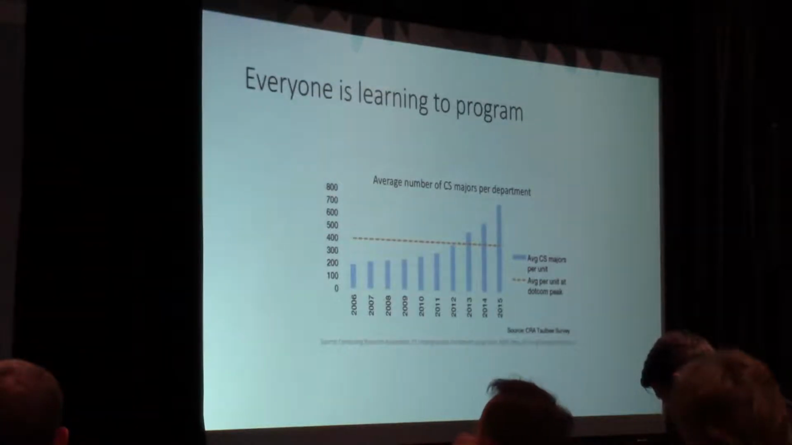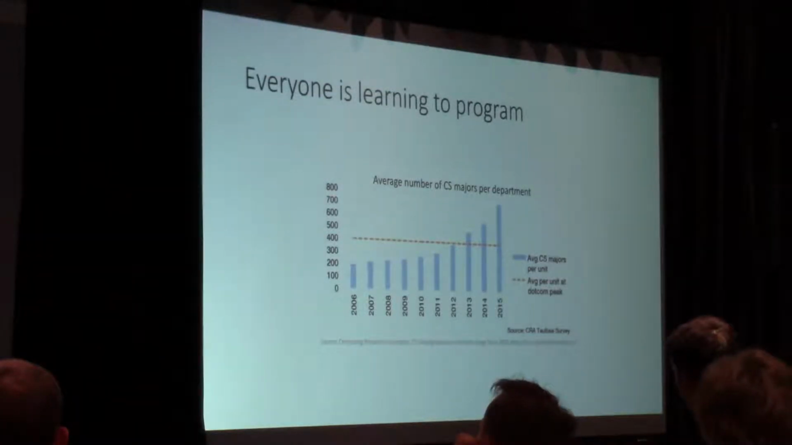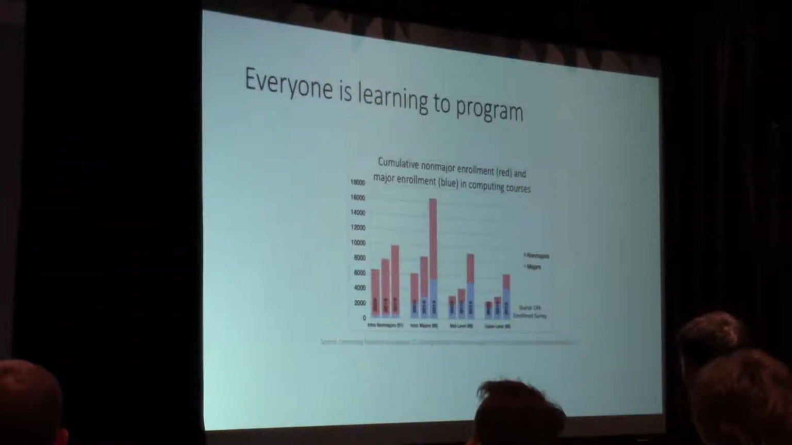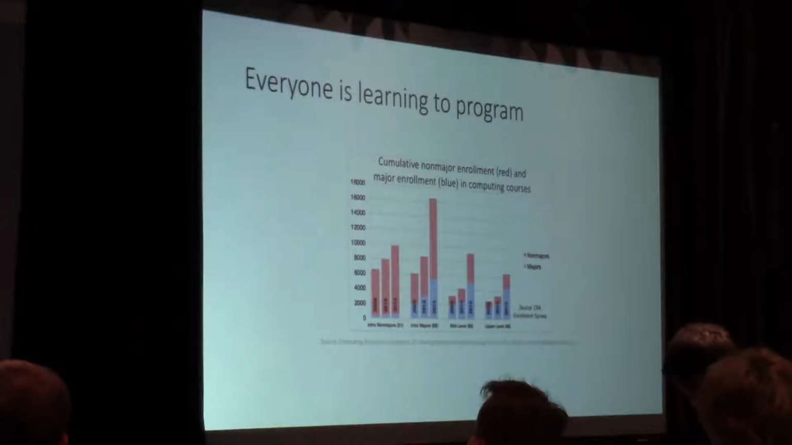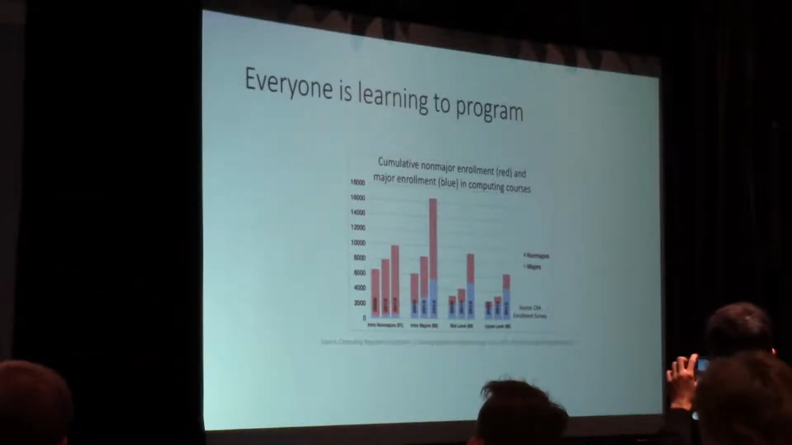Well, everybody is learning how to program. All of you are aware that computer science departments worldwide have huge numbers of undergraduates. It's going up and up, and it's not just computer science majors, it's everybody. In fact, if you look at Stanford University a couple of years ago, the number of people in their introductory computer science classes is larger than their incoming freshman class. Everybody is taking computer science.